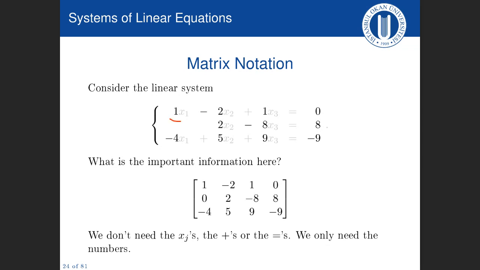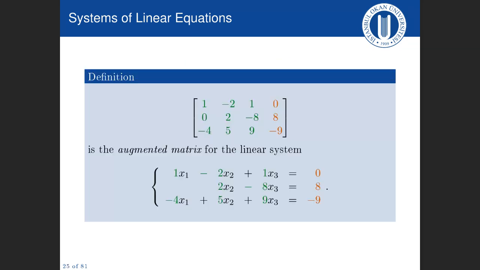From the first equation, we have the numbers 1, -2, 1, and 0. Just write those numbers down. In the second equation, first of all, there's a gap with no variable. So I'm going to write 0 for that. And then the numbers go 2, -8, 8. And then along the bottom, -4, 5, 9, -9. Just pick out the important information and write it as an array of numbers. If we do this, we get an array of numbers which is called the augmented matrix for the linear system.